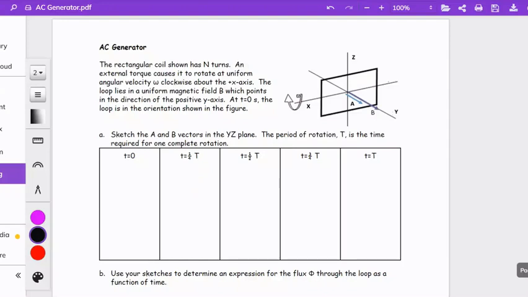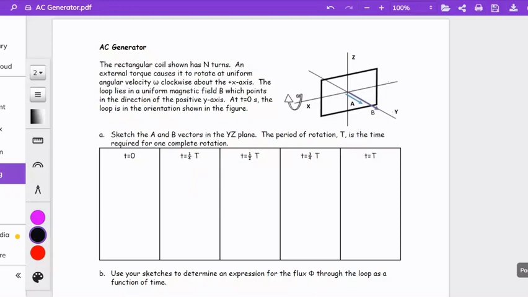Hey, let's take a look at an example of how you can generate electricity using a rotating loop. This is how you can generate what's called AC electricity. AC stands for alternating current. So let's take a look. I'm going to read the description of this at the top of the page here. You can follow along with the handout.